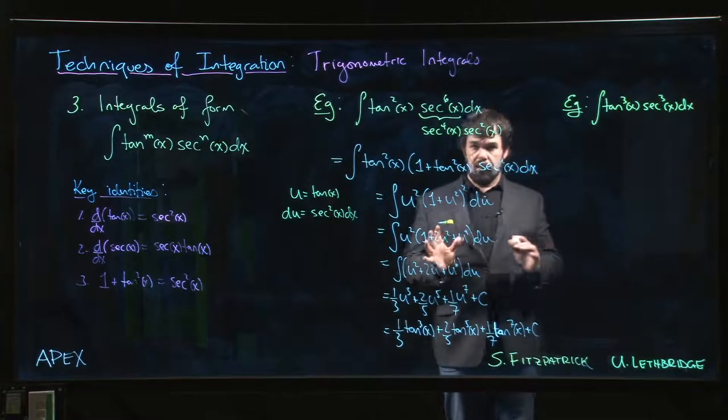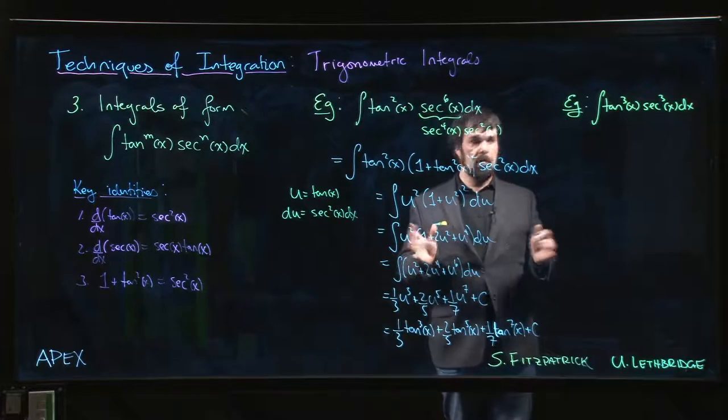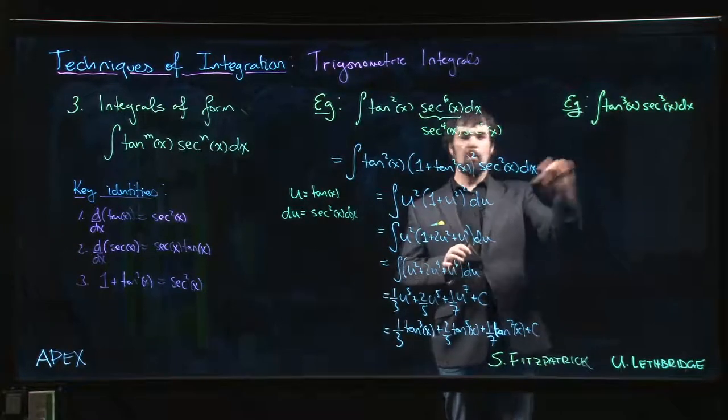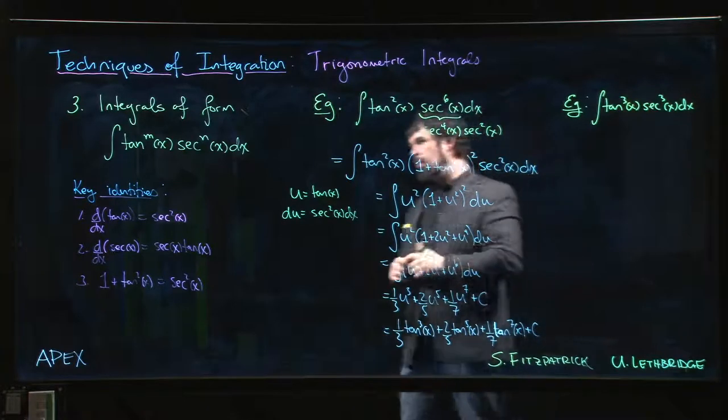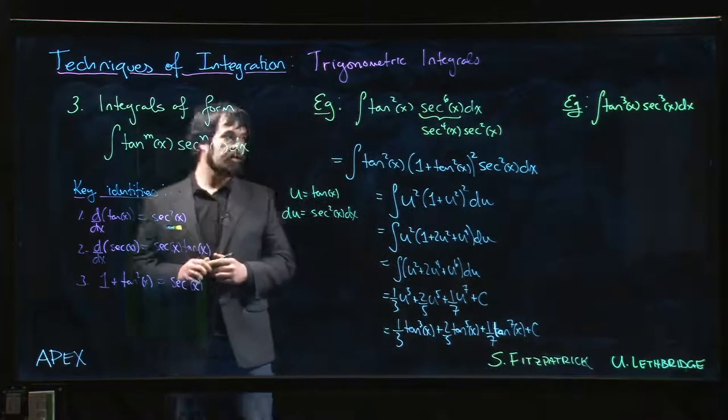So soon we're going to move on to a couple of slightly more challenging examples. But I want to mention one of the cases that's relatively straightforward, which is the case when m and n are both odd.